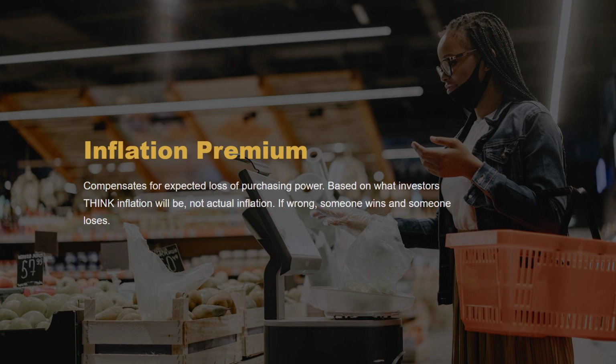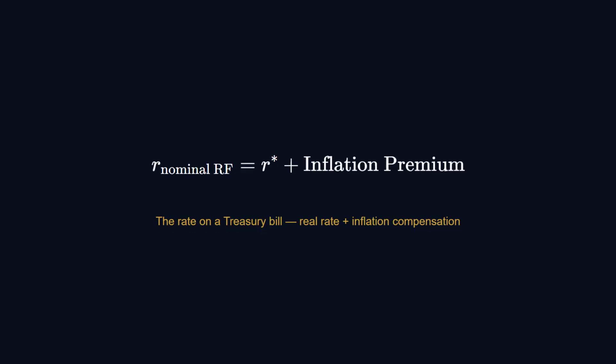The key word is expected. The inflation premium is based on what investors think inflation will be, not what it actually turns out to be. If they are wrong, someone wins and someone loses. The nominal risk-free rate equals the real risk-free rate plus the inflation premium.